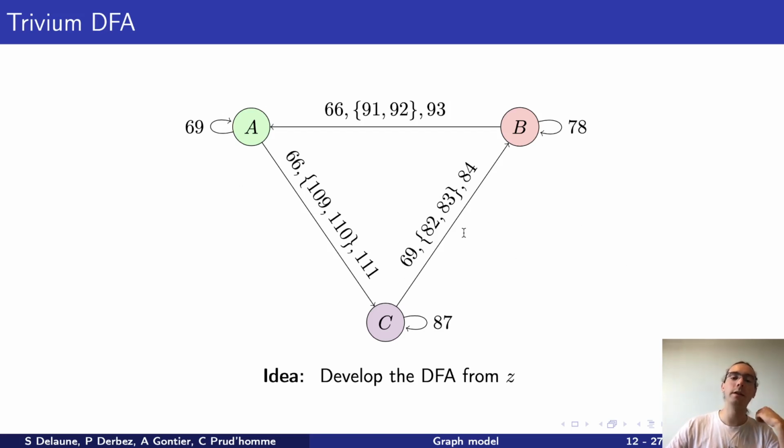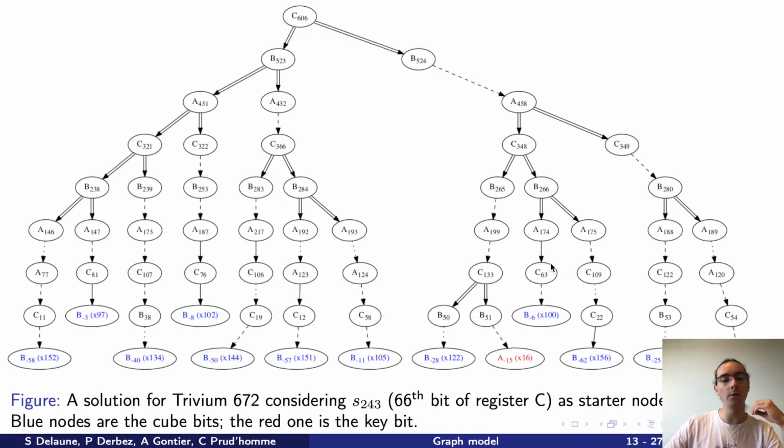So we will develop this automaton from the output bit we choose to the first round of Trivium. So this is an example. We have the output bit up there, and the leaves here are the first round of Trivium. So we have in blue the cube bits, and in red here we have one monomial from the Superpoly. So this graph is a solution and represents a trail for the monomial x16. So we want to find all the trails from the output bit to this monomial with this cube, and we want to know if we have an odd number or an even number of trails.